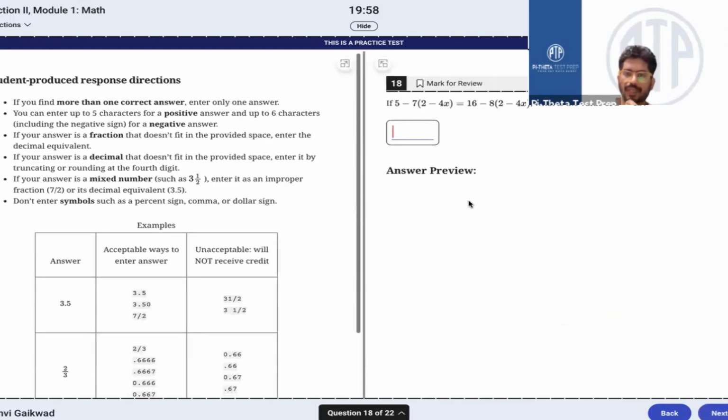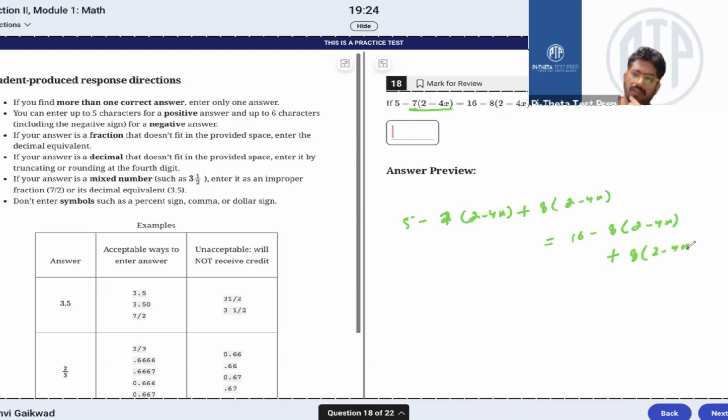Very simple. 5 minus 7(2 minus 4x) equals 16 minus 8(2 minus 4x). What is the value of 2 minus 4x? There are many ways to solve this. We can just go with the manual method also. If you observe this, we can just add 8(2 minus 4x) on the left hand side and on the right hand side, right? So this is 5 minus 7(2 minus 4x) plus 8(2 minus 4x) on the left hand side, and 16 minus 8(2 minus 4x) plus 8(2 minus 4x) on the right hand side.